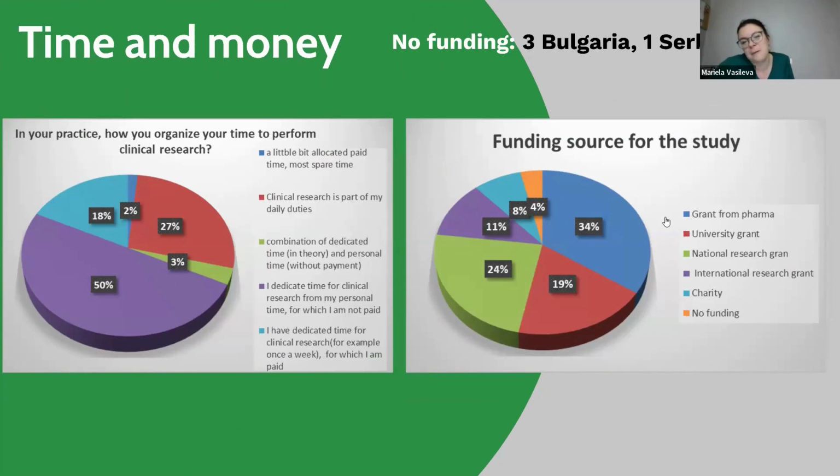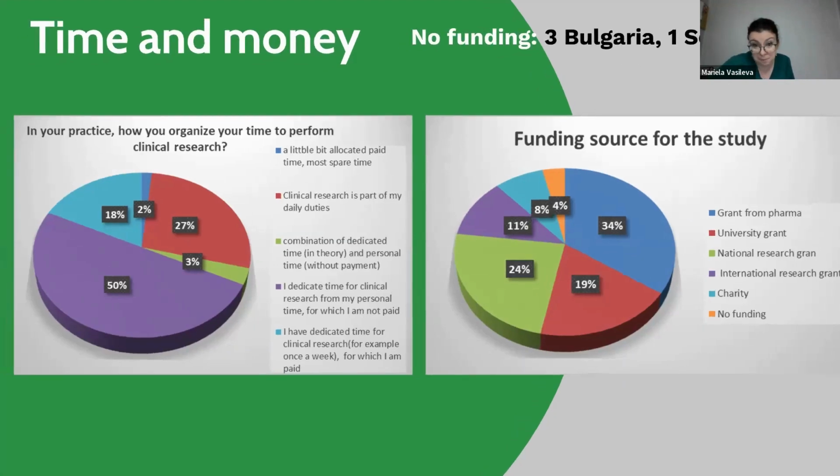Funding resources: you can see here that the majority of resources come from pharma, from industry, and then secondly from national research grants, university grants, and from charity, and 4% of cases had no funding. I was not surprised to see that Bulgaria is one of the countries: 3 of the participants from Bulgaria say that they don't have any funding for research, but we also have one response from Serbia and one from Italy.